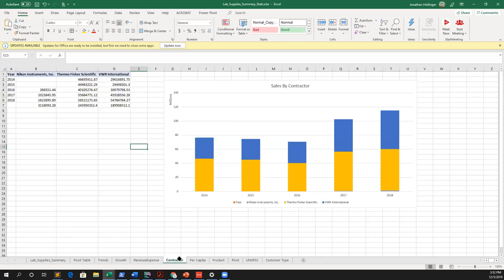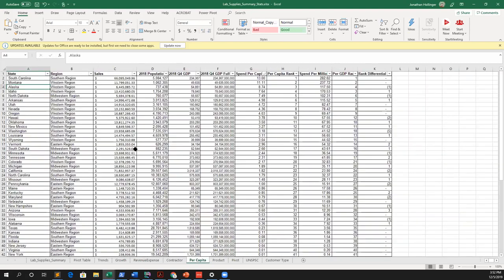So another thing I want to spend a little bit of time on is thinking about how you normalize this data in a way that is meaningful. So we're looking at states, certainly, and that is a higher level. And so we're looking at things like per capita and spend per $1 million of GDP, for example.